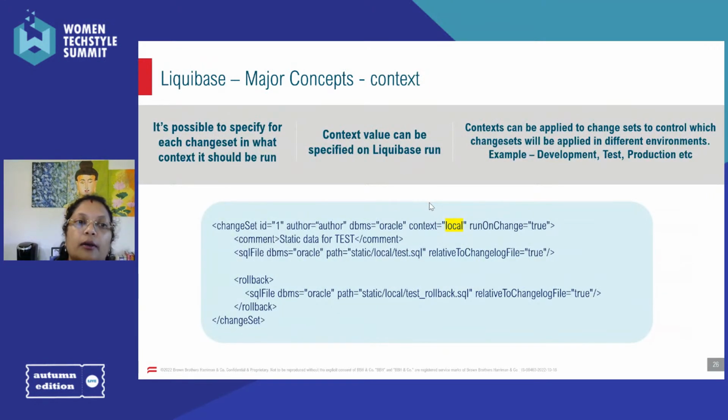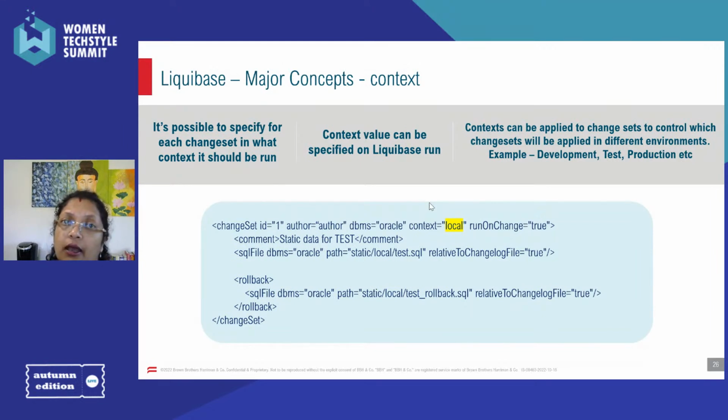Now, what is a context? It's possible to specify for each change set in which context it should be run. Context value can be specified on Liquibase run, like the way highlighted here. Context can be applied to a change set to control which change set will be applied in which different environment, like development, test, production. So if you're familiar with Spring or Spring Boot applications, there's a concept of context.